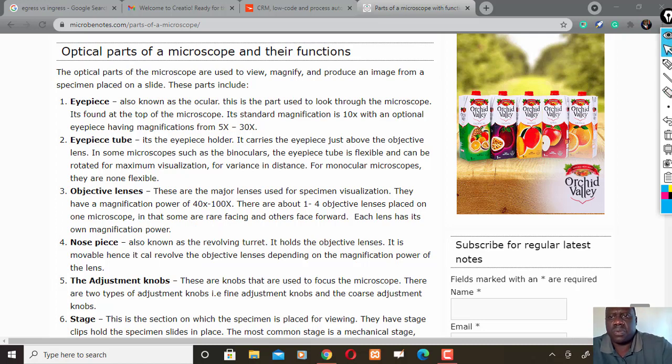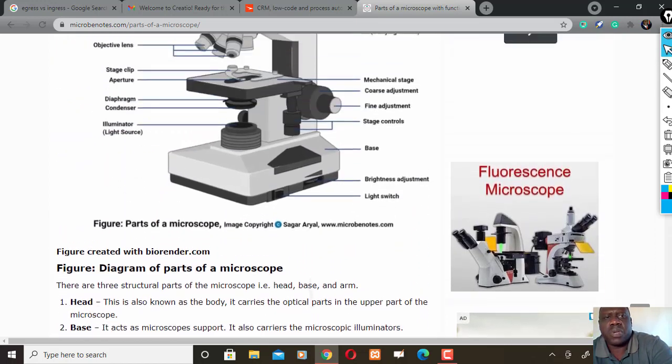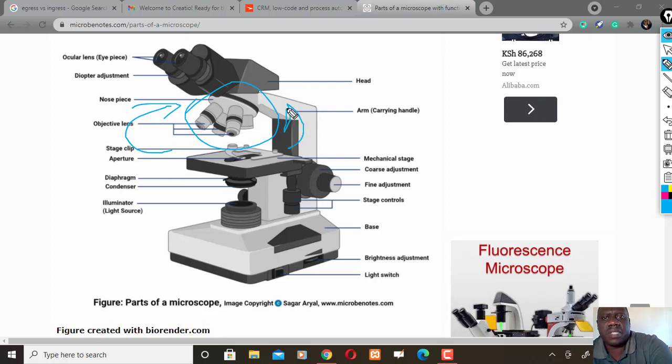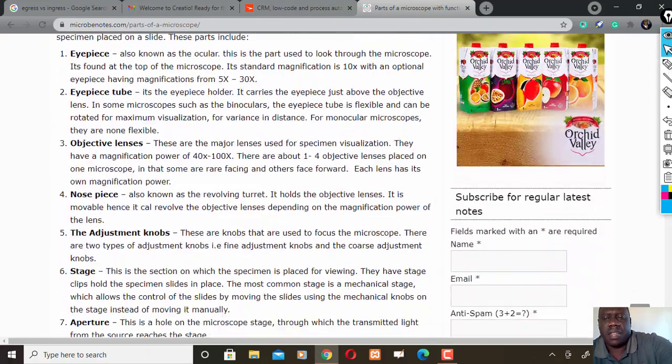If you look at the nosepiece, also known as the revolving turret, it holds the objective lenses. It is movable, hence it can revolve the objective lenses depending on the magnification of the lens. The nosepiece can be rotated. It can go that direction. It can also go this direction to suit the observation that you want to make.